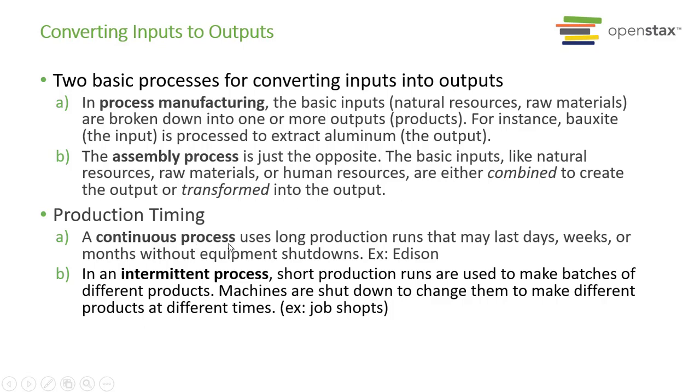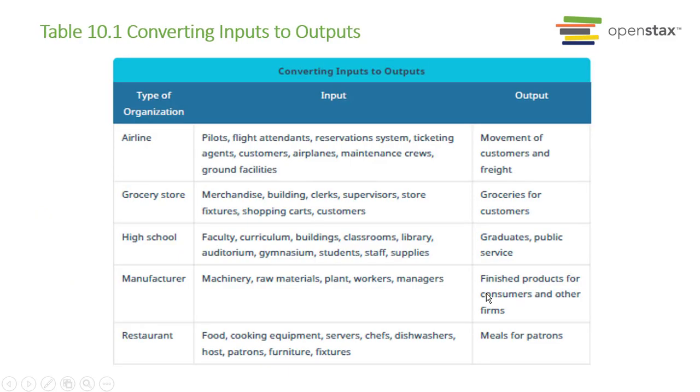Production timing, continuous versus intermittent process. So continuous process, long production runs that may last days, weeks, etc. Think about the utility company Edison. It doesn't shut down. It's ongoing. There's several shifts, but it's a continuous process. Intermittent, there you go, short production runs, etc.